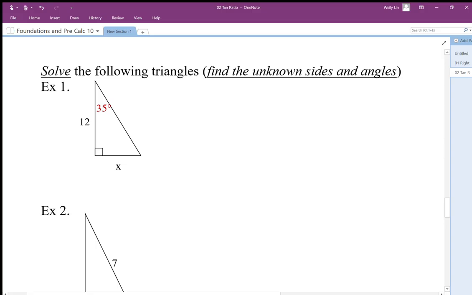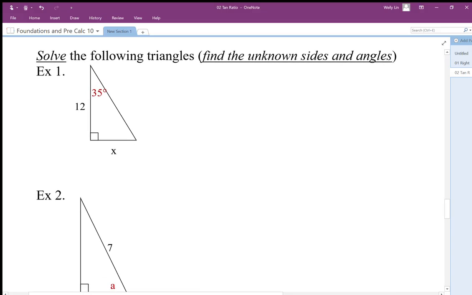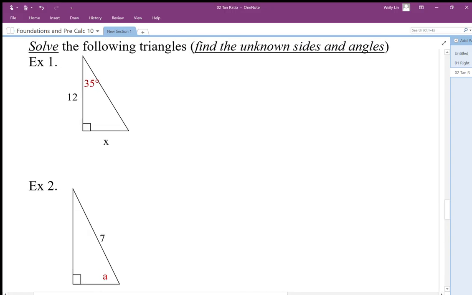Okay, so how are we going to use these concepts to solve triangles? Solving means we need to find all the unknown sides and angles. So this one here, we've been given an angle and one side. The angle part is probably going to be easy to figure out because we know that these two angles add up to 90 degrees. So I'll just solve that angle first, and I'll call that angle A maybe.